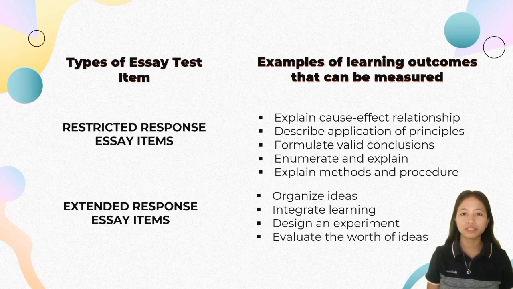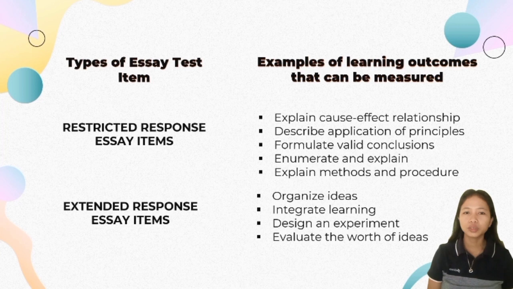So these are the two types of essay test item, the restricted response essay items and extended response essay items. The restricted response essay items measure the ability to explain cause and effect relationships, describe application of principles, formulate valid conclusions, and enumerate and explain methods and procedures. While extended response essay items measure the ability to organize ideas, integrate learning, design an experiment, and evaluate the worth of ideas.